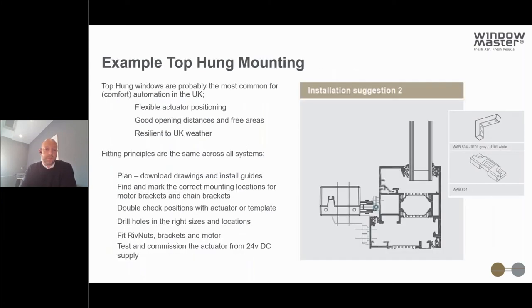A quick example of a top hung mounted window, probably the most common arrangement in the UK. It's good for actuator positioning. There's some good flexibility there. We can normally achieve good opening distances and free areas, and it's pretty resilient to our UK weather. And the fitting principles, I guess, are the same across all systems.